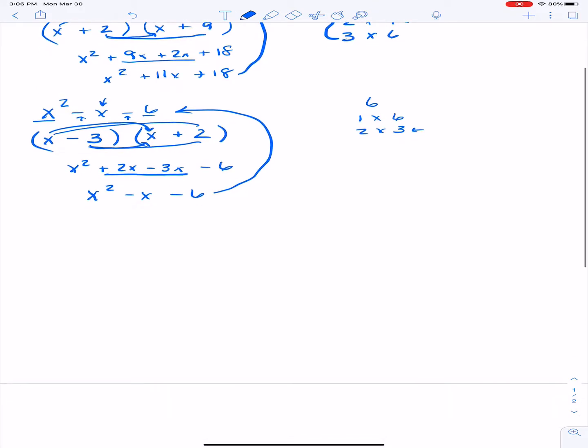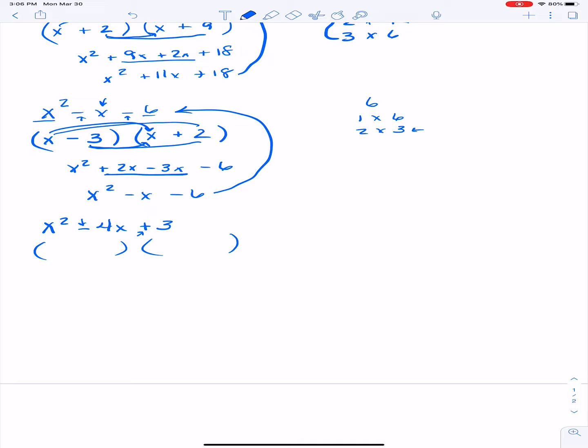Let's do one more. Let's look at x squared minus 4x plus 3. Why don't you pause the video at this point and see how you do on your own? I'm going to go forward. So I start with my two parentheses. This time I have a negative here and a positive here. Well, there's only two ways to get a positive through multiplication: positive and positive, or negative and negative.